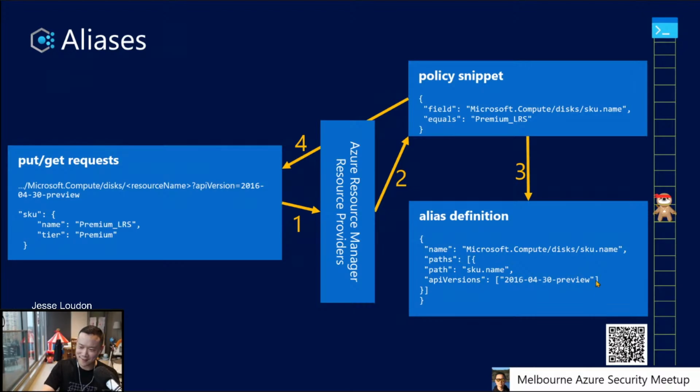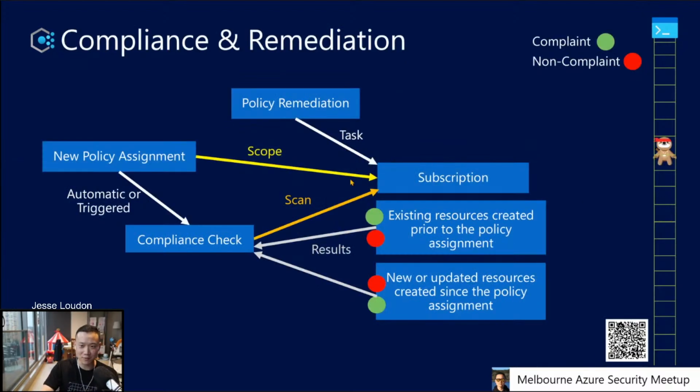Yeah, so I hope that makes sense. Let's go to compliance and remediation. This is not my favorite slide. Apologies. Basically, what I'm trying to illustrate here is that there are different stages and aspects of compliance and remediation. This example is for a new policy assignment, when you assign that to a subscription, and you can assign it to other scopes as well. But if you did, there is an automatic or triggered compliance check after that new assignment. That compliance check happens at the same scope of the assignment.